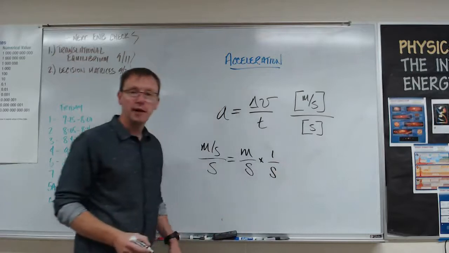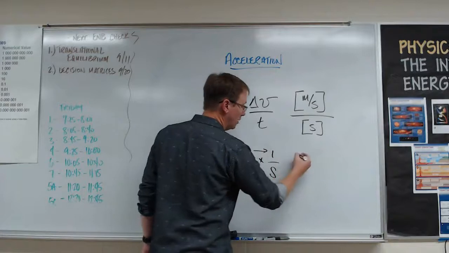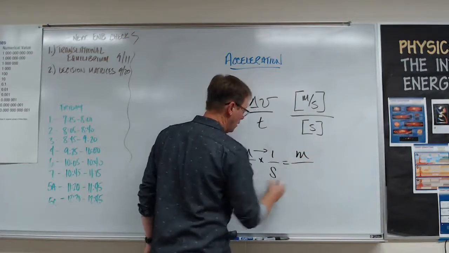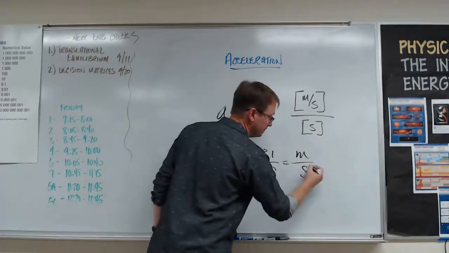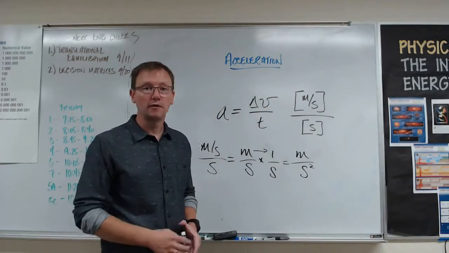So now I'm multiplying. Now remember, when you multiply fractions, you multiply straight across, right? M times 1 is M. S times S is S squared. And so the easier way to write the units, the lazier way to write the units, is meters per second squared.